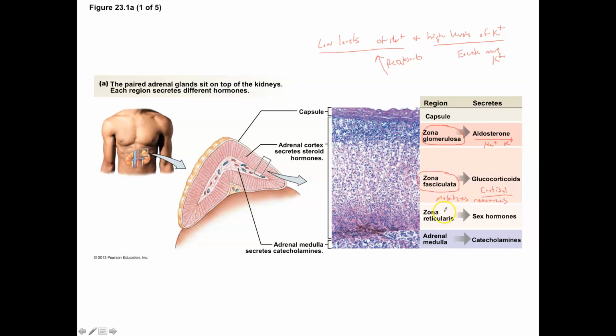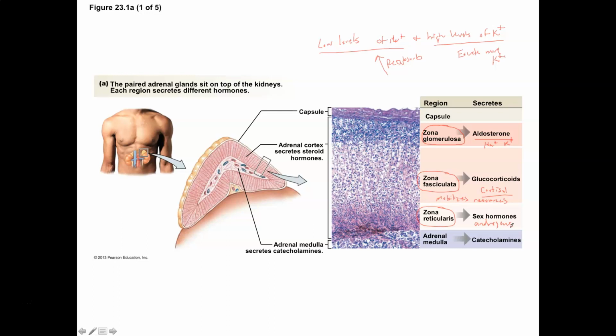But let's finish up the layers here. The third layer is the zona reticularis layer, and the zona reticularis is really producing steroids in the form of androgens. So this is where we get things like DHEA, dehydroepiandrosterone. It's where we get DHT. Basically, these are what we would call masculinizing type hormones. They're essentially male sex steroids, similar to things like testosterone.